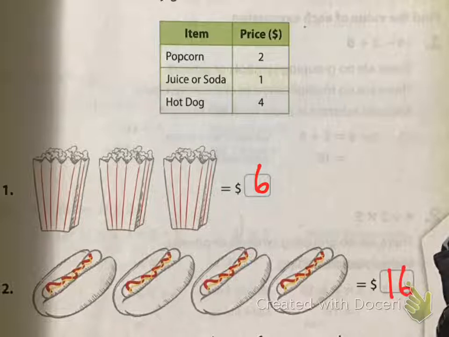So how much does it cost in total, Liana? 16. Number 3 asked, find the total cost. What's the total cost, Em? $22. Perfect. The total cost is $22. Now, what I want to see is what kind of expression we could use to write this out.